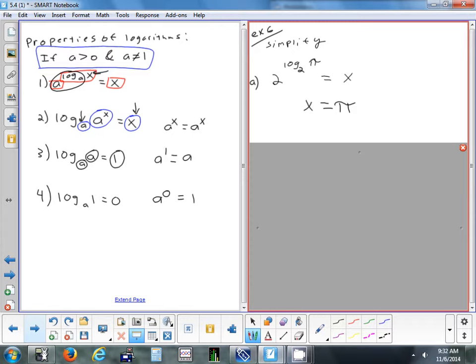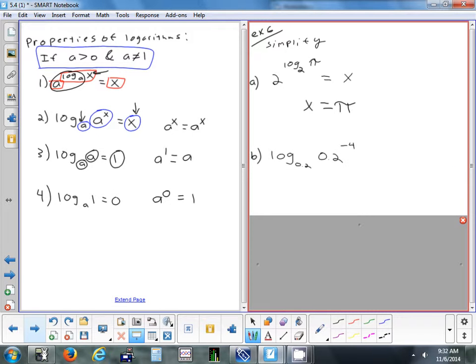x equals pi. Let's look at B. We have a logarithm where the base and the argument match, and there's an exponent on the argument. Which rule does that look similar to? Rule 2, yeah. So what do you get for an answer here? Yep, you get -4.